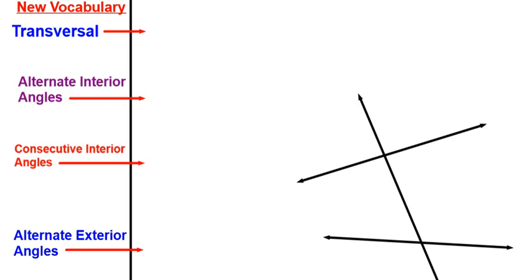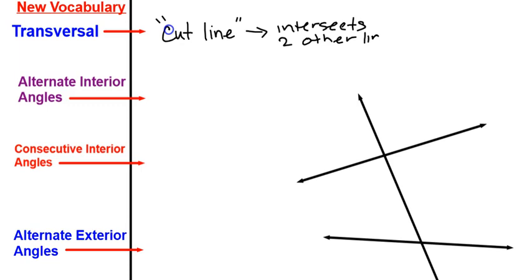All right, now we're going to be talking about a combination of lines, and the first term that we're going to talk about is the transversal. And that is what I call a cut line. It is one line that intersects two others. And if we're looking at this diagram, this guy right here is the transversal line. Notice that it intersects the other two lines.